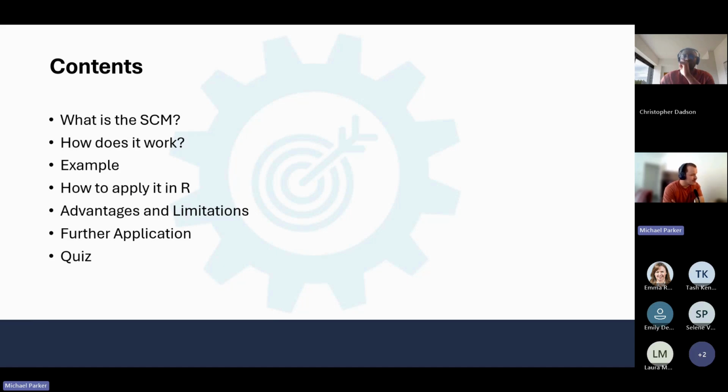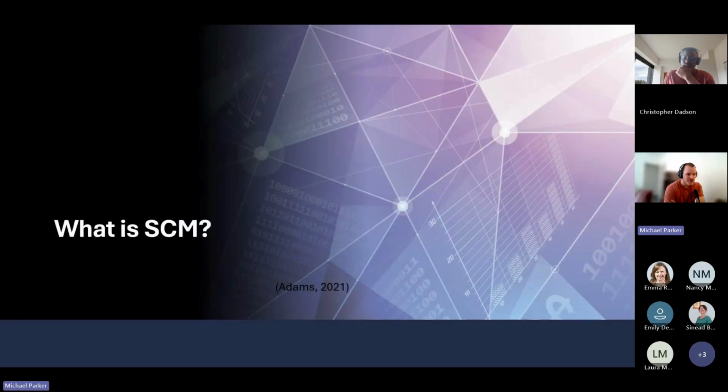So I give an example of how to apply it in R Studio. There are other ways of doing it, but that's how I've done it. Even within R, there's multiple different ways of doing it. Then the advantages and limitations of the method, further applications, so my applications of it as well. And then there is a little quiz, which while it's there for fun, it's also going to help me evaluate if I'm covering all the points that I need to hit in this, and it'll be good feedback for me for this presentation. So what is the synthetic control method or synthetic control modeling?